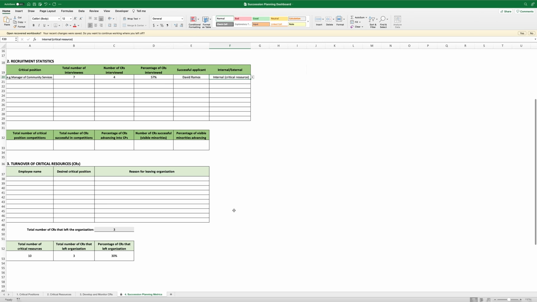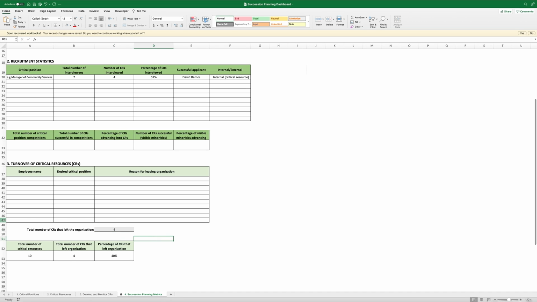It is also important to track the turnover of your critical resources and the reasons for their departure. This is important data for workforce planning and strategies for retention. Add up the total number of CRs that have left the organization. When I put in a number, you will see that the final table automatically gets populated. Adjust tables as needed by adding or deleting rows or formatting cells.